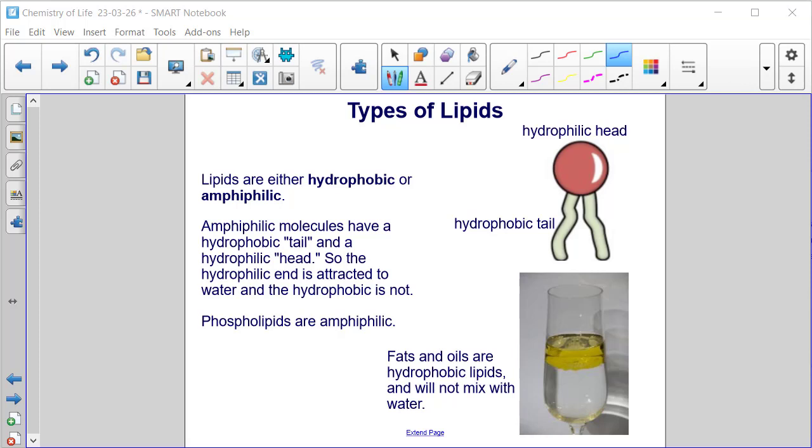Types of lipids. Lipids are either hydrophobic or amphiphilic. Amphiphilic molecules have a hydrophobic tail and a hydrophilic head, which you can see here. So the hydrophilic end is attracted to water, and the hydrophobic end is not. Phospholipids, like those that make our cell membrane bilayers, are amphiphilic. Fats and oils are hydrophobic lipids and will not mix with water.